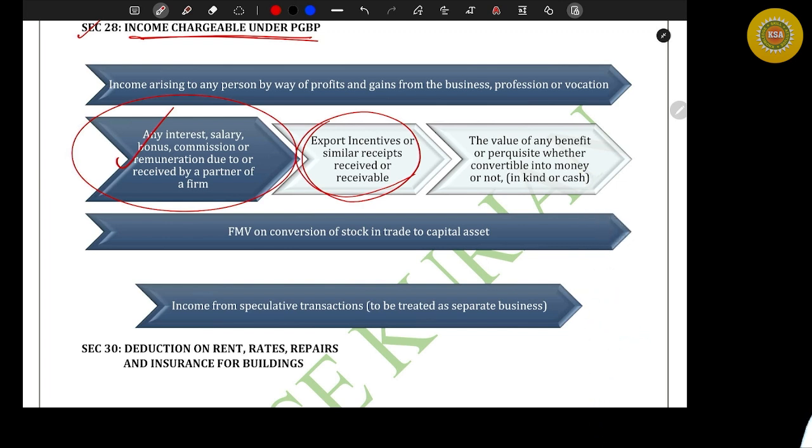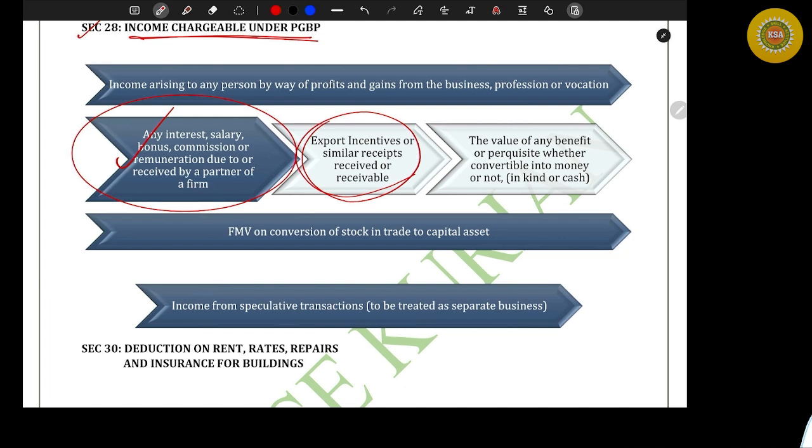Moving on to the third item. Can you read the third item? The value of any benefit or perquisite, whether convertible into money or not, that is in kind or cash. Value of perquisite or benefit. Perquisite will be taxable under the head salary, right? Then why have we written it under PGBP? If it is connected to your business or profession, you have to tax it under PGBP. I'll give you an example for a better understanding.